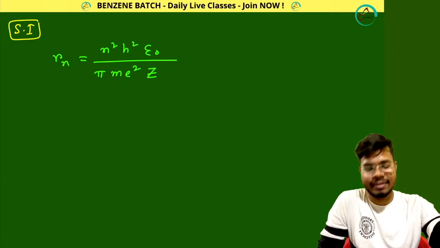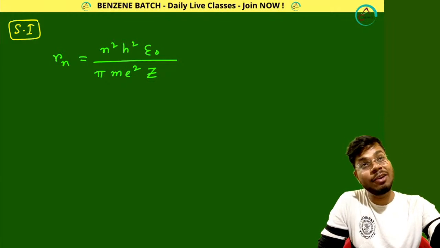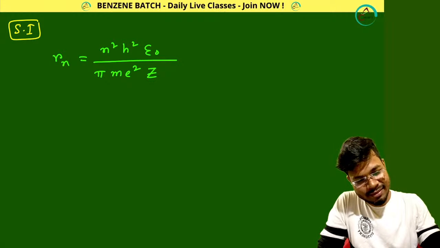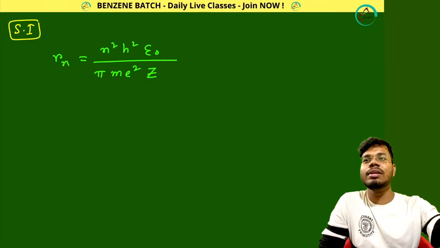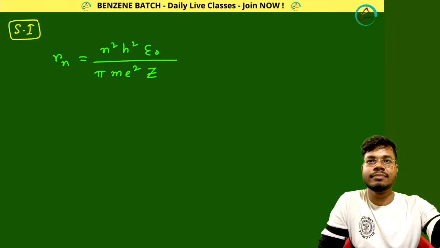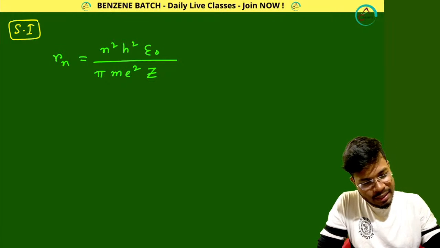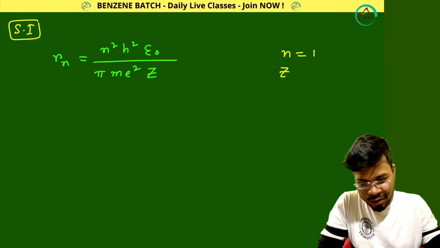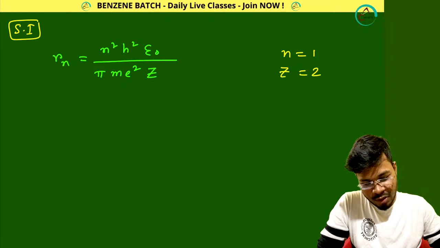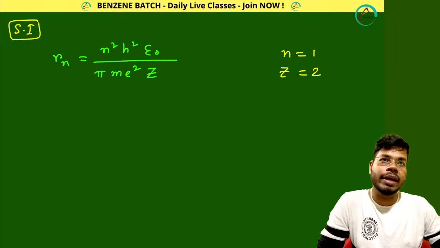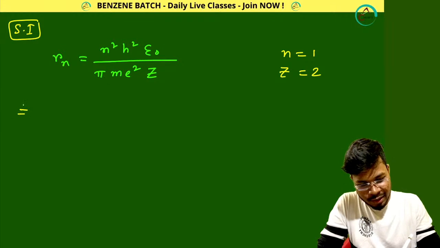This is the equation. So now can you tell me, guys, can you do this? Simple. Again, n equals 1, Z equals 2. These are the two things that you have to take care of. Then just do the same thing.